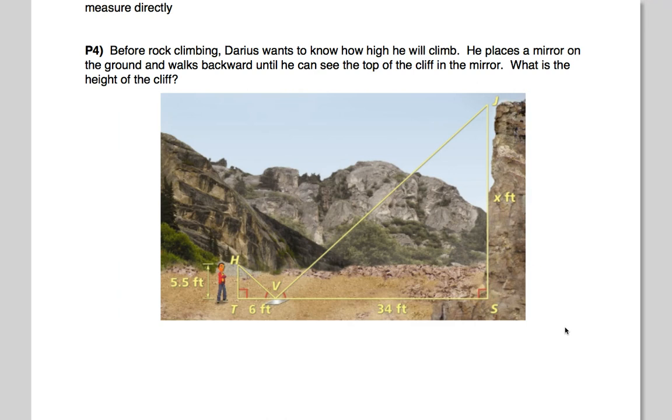So before rock climbing, Darius wants to know how high he will climb. He places a mirror on the ground and walks backward until he can see the top of the cliff in the mirror. What is the height of the cliff?